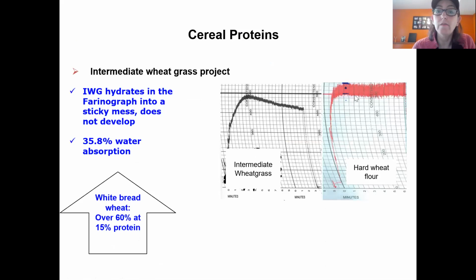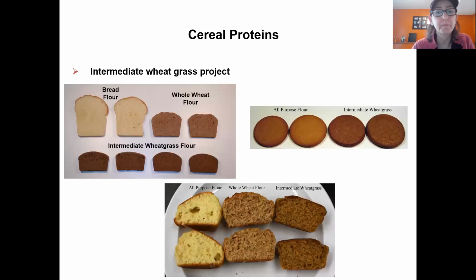Doing a farinograph, we also see a characteristically weak dough formed compared to hard red wheat. When it hydrates and when you mix it, you reach dough formation quicker, so the dough forms quickly and then also breaks quicker. It's a kind of sticky mess that does not develop very well.